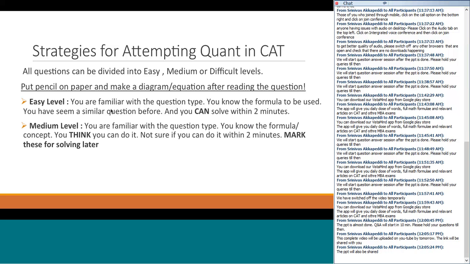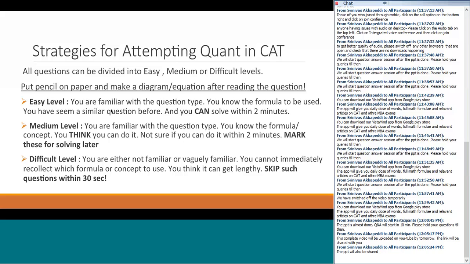And the last, of course, is difficult. You are not at all familiar or only vaguely familiar. You cannot immediately recollect which formula or concept to use. You think it can get lengthy. Skip such questions in 30 seconds. I told you, these are the easiest ones to decide on.